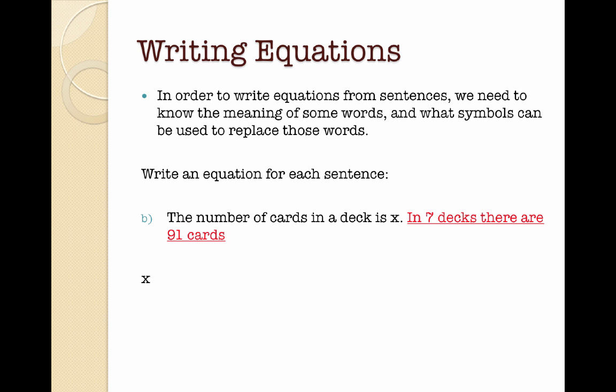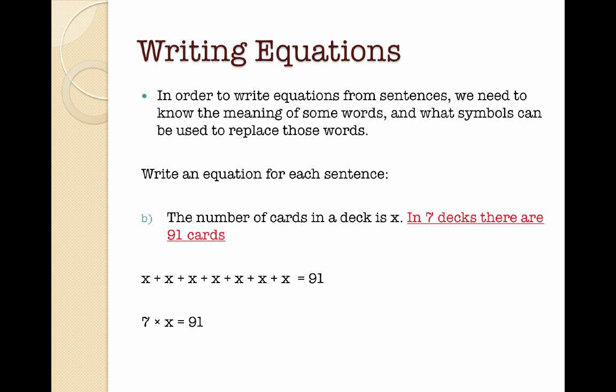Well, x is the number of cards in a deck. I have 7 of them, so that's 1 deck, 2 decks, 3, 4, 5, 6, 7 decks. And if I add them all together, I get 91. That is an equation. It's not the most simplified equation, but it is an equation nonetheless.